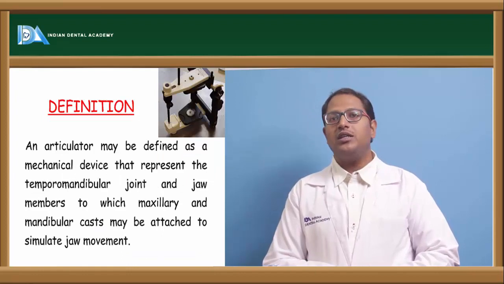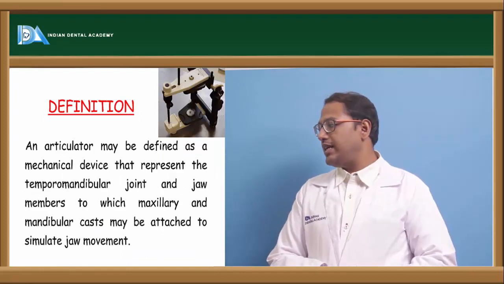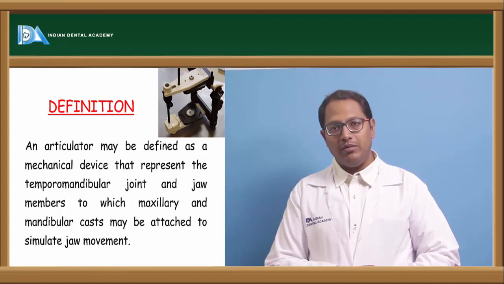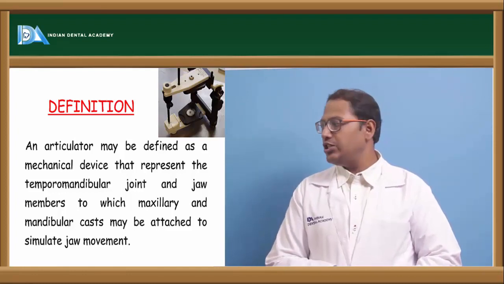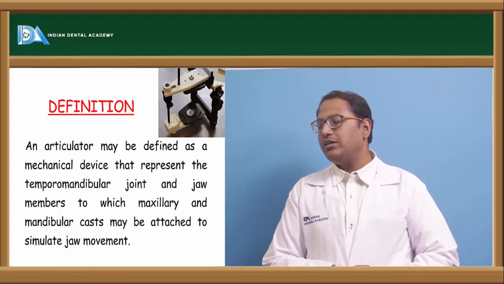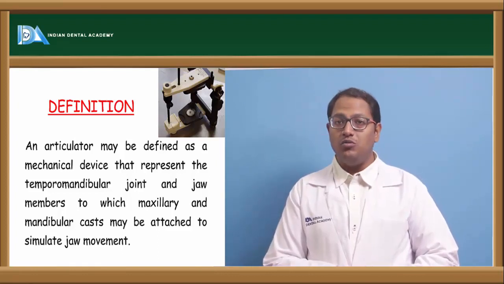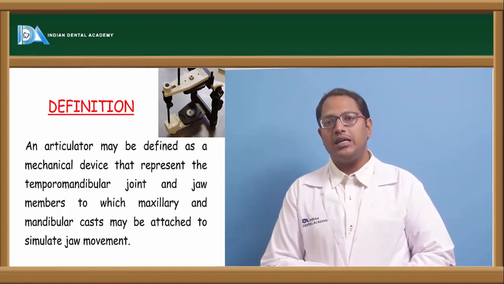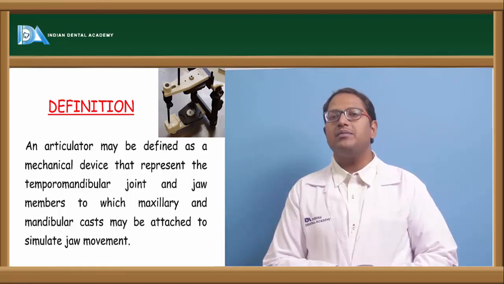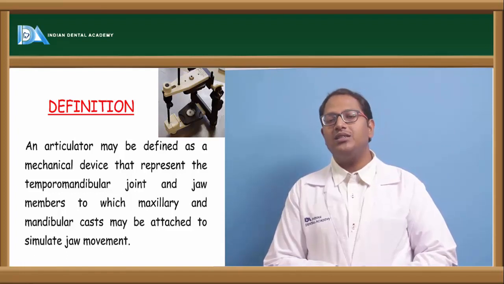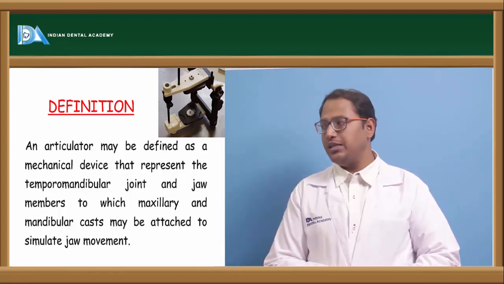So the definition according to the Glossary of Prosthodontic Terms 8 goes as: it's a mechanical device that represents the temporomandibular joint and the jaw members, that is the maxillary and mandibular arch, to which maxillary and mandibular casts will be maintained or attached to simulate the jaw movements. So how we move our jaw, the same movement should be happening in an articulator after the maxillary and mandibular casts are attached to that particular instrument. That kind of mechanical device is known as an articulator.